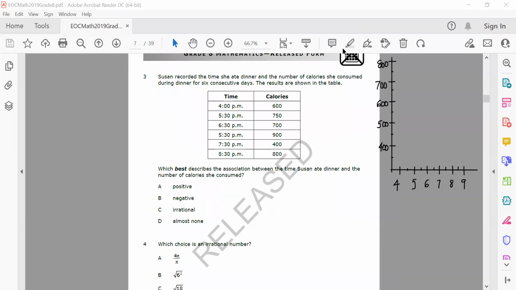Hello, we will be working on some math problems from the North Carolina End of Grade assessment released items for 8th grade, published in January 2019.